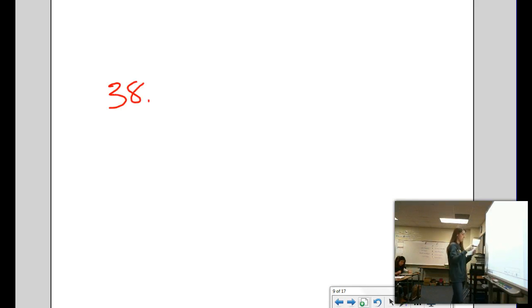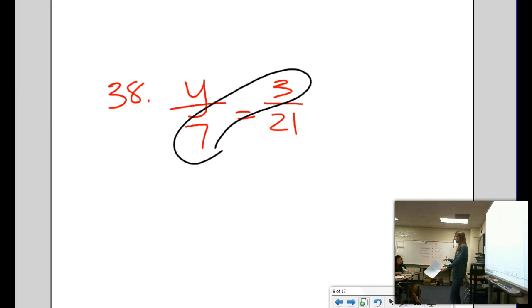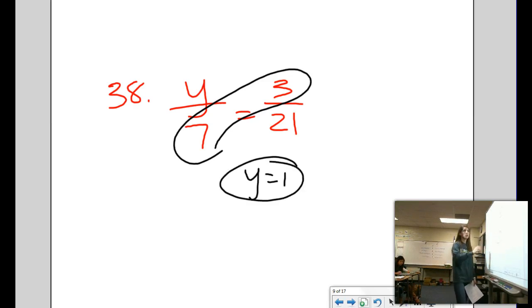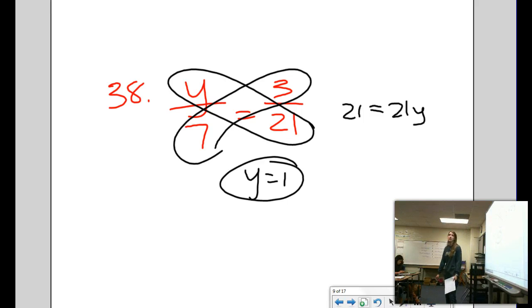Everyone look at 38 with me. Y is to 7 as 3 is to 21. This is one where you can just cross multiply and divide. You don't even have to write it down. If you want to write it down and that helps you, then you can do that. But what I do is I just do 7 times 3, 21, divided by 21, which is 1. So y is 1. But if that confuses you, you can say 3 times 7 is 21 equals 21 times y, and then you can divide both sides by 21.